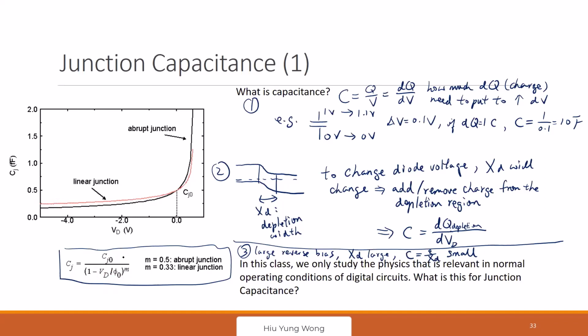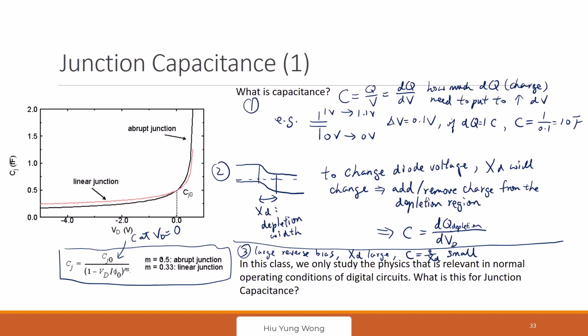CJ0 is just the C at VD equals 0, just the equilibrium capacitance. So at 0 bias, we already say that you have a certain depletion width. That is the capacitance. And there are 2 types of junction. The M can be 0.5 or 0.33.